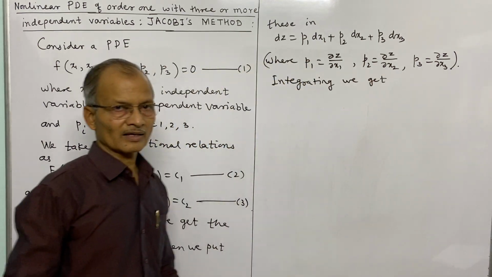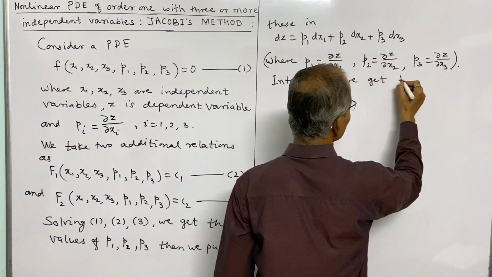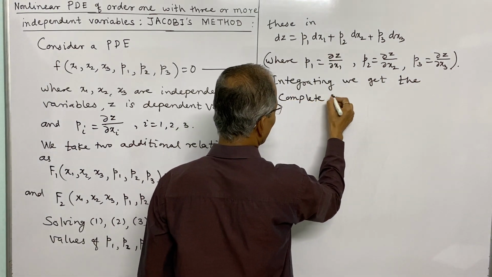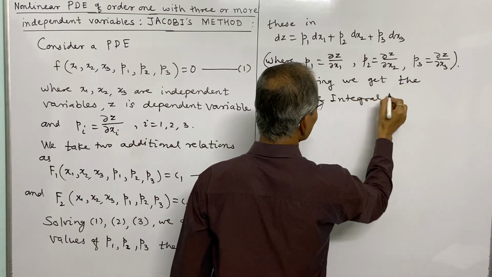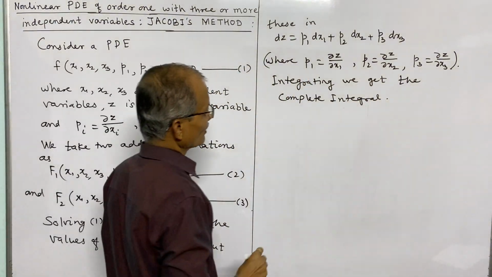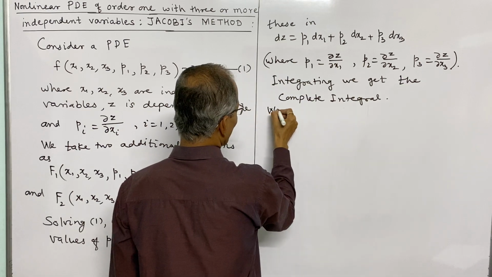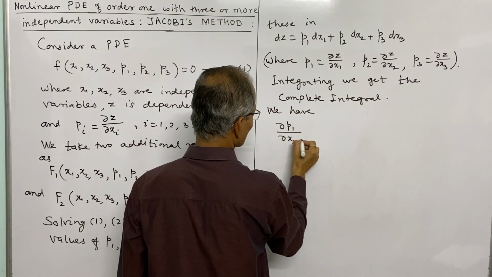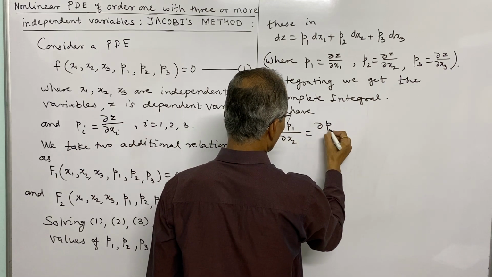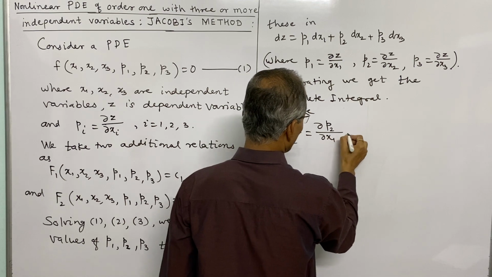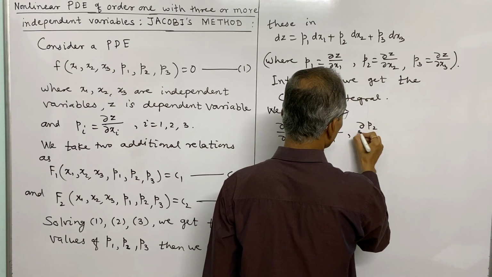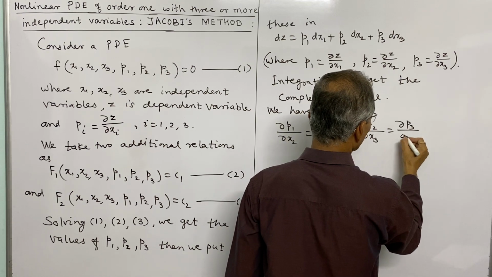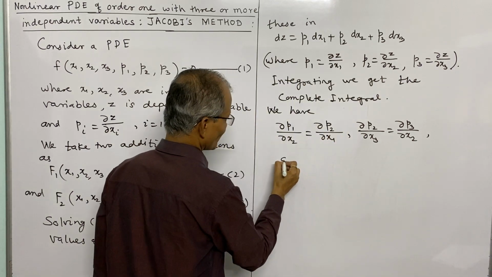Integrating, we get the required complete integral. We get the complete integral. And here one thing is to be noted, where we have ∂P1/∂x2 = ∂P2/∂x1, and ∂P2/∂x3 = ∂P3/∂x2, and that is partial derivative.